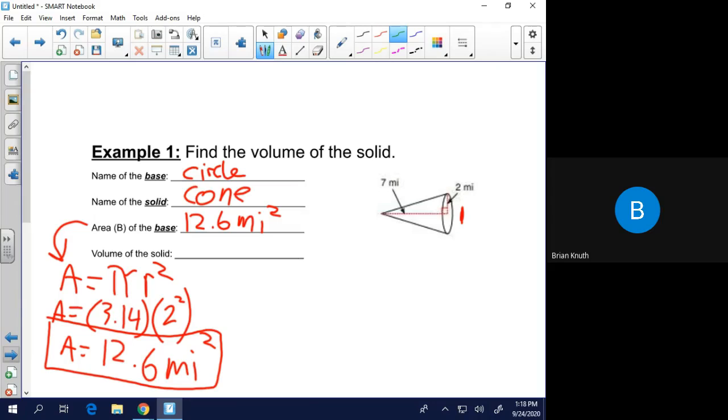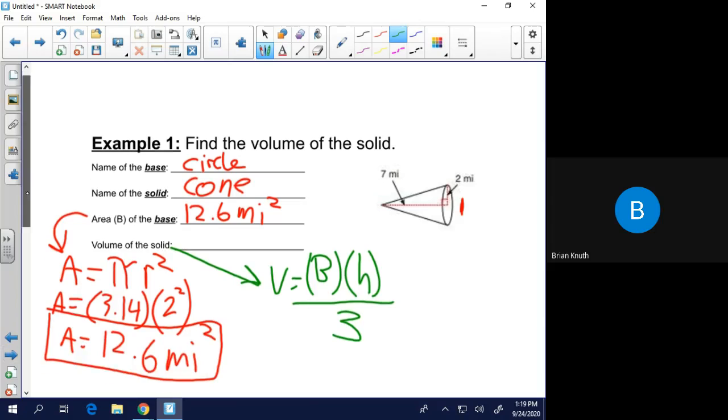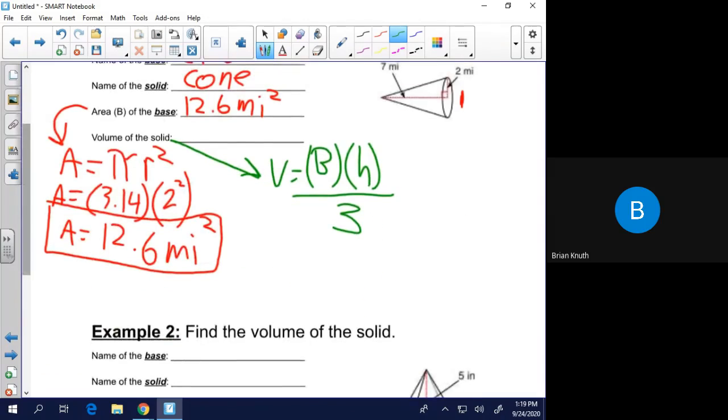Okay, now recall, formula for volume of a solid is V equals base, which is the big B, which is the base of the circle, times H, which is the height of the actual object. You're taking that entire thing and dividing it by 3. Okay? All right, so let's go ahead and keep solving.